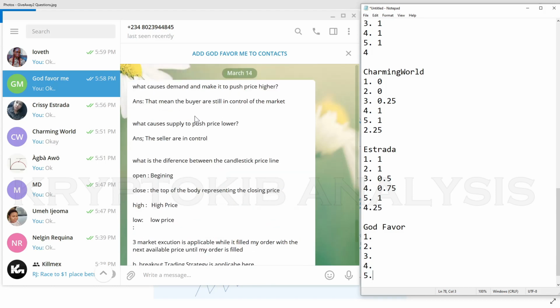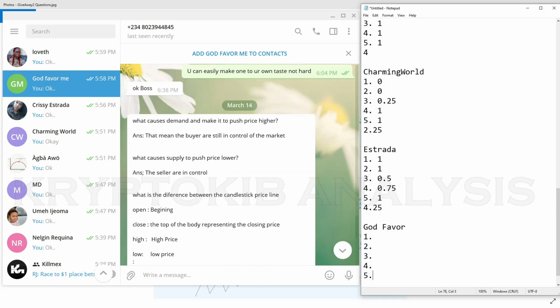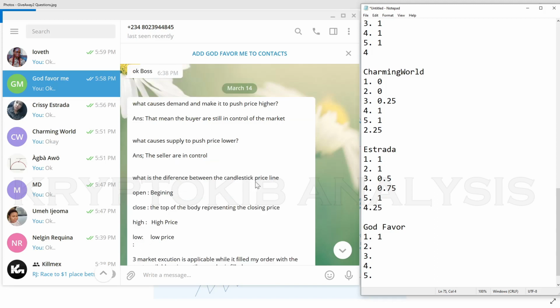Wow. So, okay. What causes demand and makes it push price higher? That means the buyers are still in control of the market. Is that another way of saying it? Okay. So then sellers are still in control. So that's one. Then question 2. What is the difference between candlestick and price line? Beginning. Open is the beginning, yes. Close is the top of the body representing the closing price.